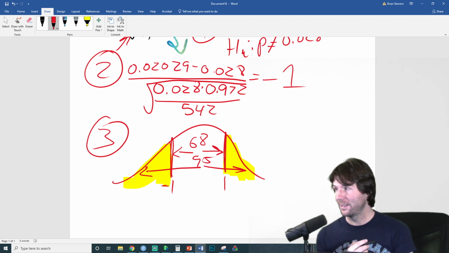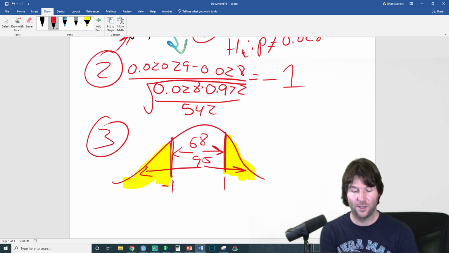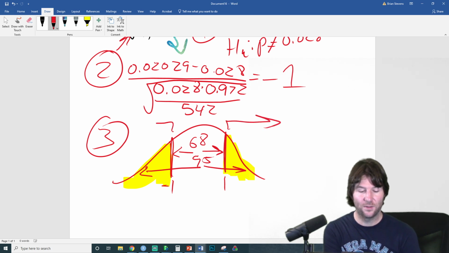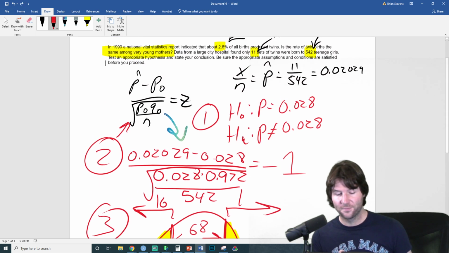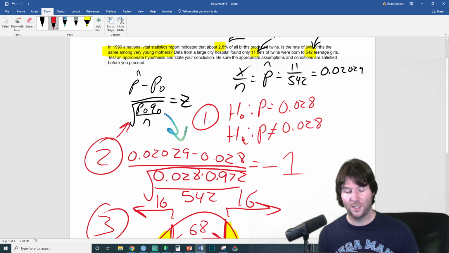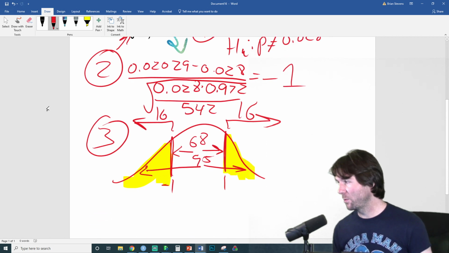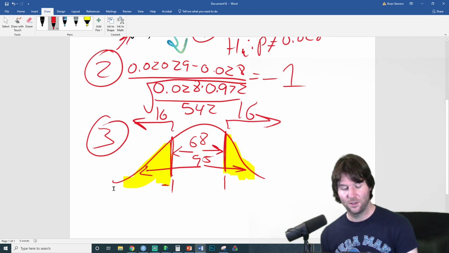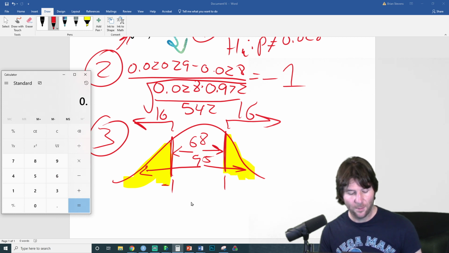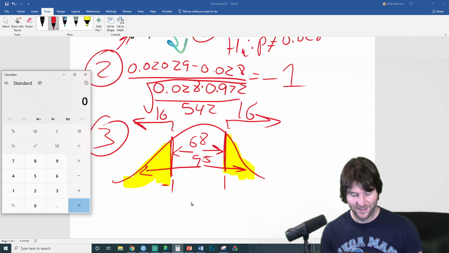But since it's only 1, outside of -1 and 1 is how much percent of area? The total outside of -1 and +1 would be... Sorry, my numbers are kind of colliding right there. The total outside would be very, very close to 32. Now, it's not going to be exactly 32. We use the empirical rule to estimate. So 0.68, so if I do 1 minus this, there we go.